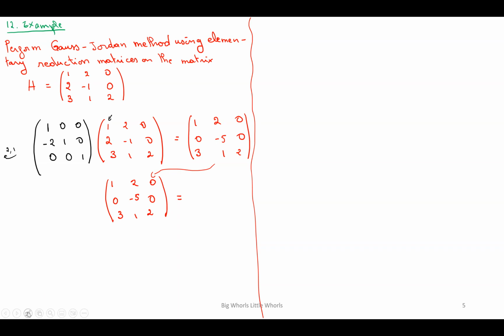Equals, so my new elementary reduction matrix: let me recopy my identity matrix. I want to multiply row 1 by -3 to be able to cancel that 3 there. So here I'm going to rub out that 0 and put -3 there. Its position is 3 1, so it's going to multiply row 1 by -3 and add it to row 3. That's exactly what we are looking for.